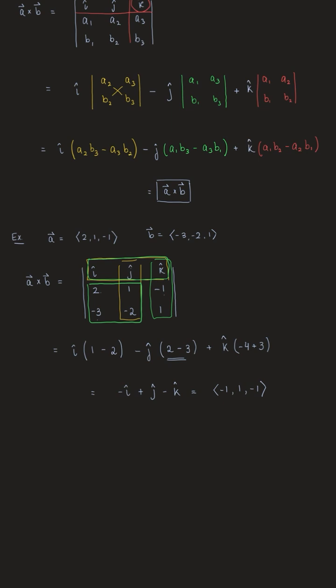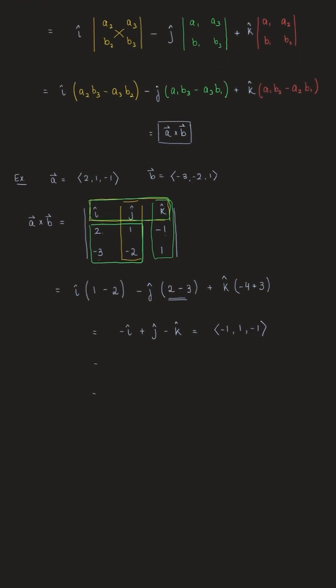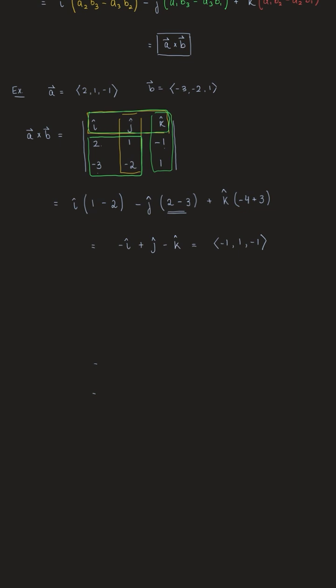Okay, now, since we're here, we're going to calculate one more cross product. We're going to see what happens when we change the order and now instead calculate B cross A using the same two vectors from our first example. So when we set this up, we'll still have a first row of i hat, j hat, and k hat. Our second row will be the components of our vector B, so negative 3, negative 2, and 1. And our third row will have the components of vector A, and that will be 2, 1, negative 1.